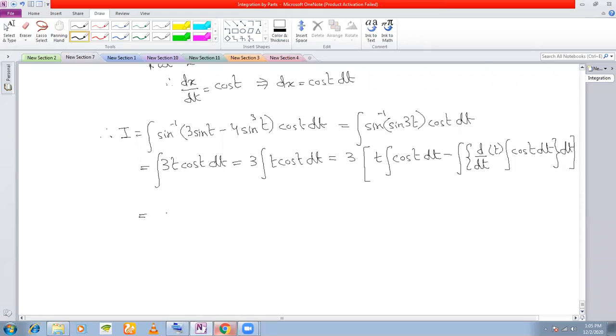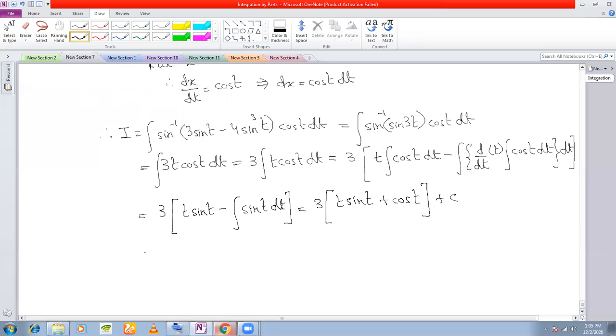Next, this becomes thrice. What is the integral of cos? It is sine. So t sine t minus integral, the derivative of t is 1, the integral of cos t is sine t, dt. That is 3 times t sine t, and the integral of sine is minus cos, so plus cos t plus c.